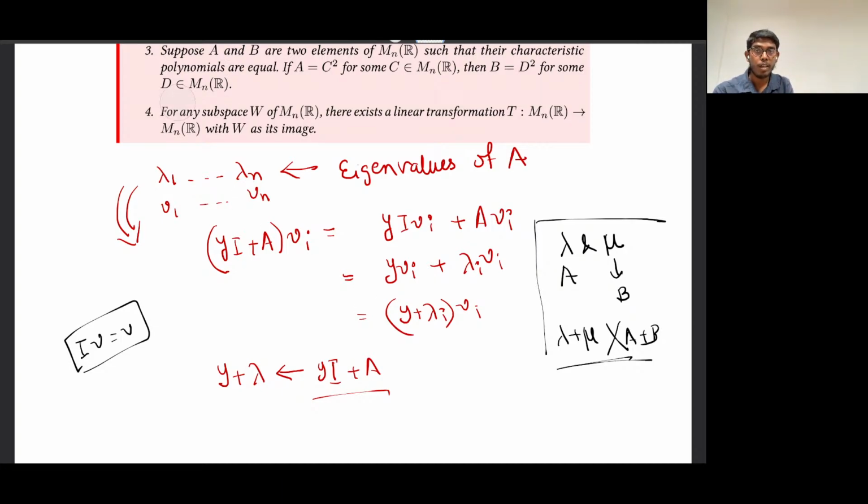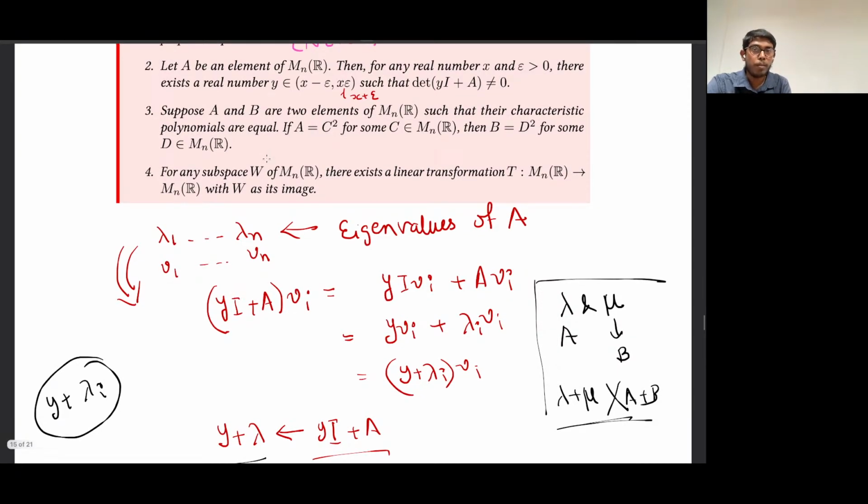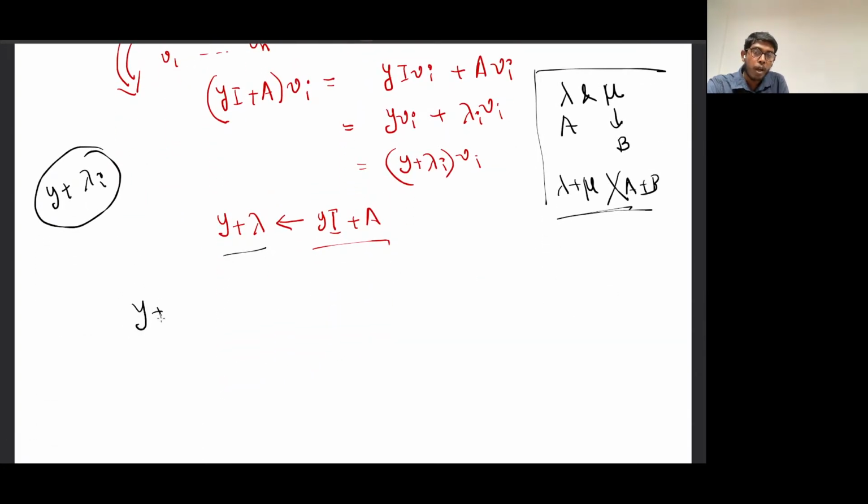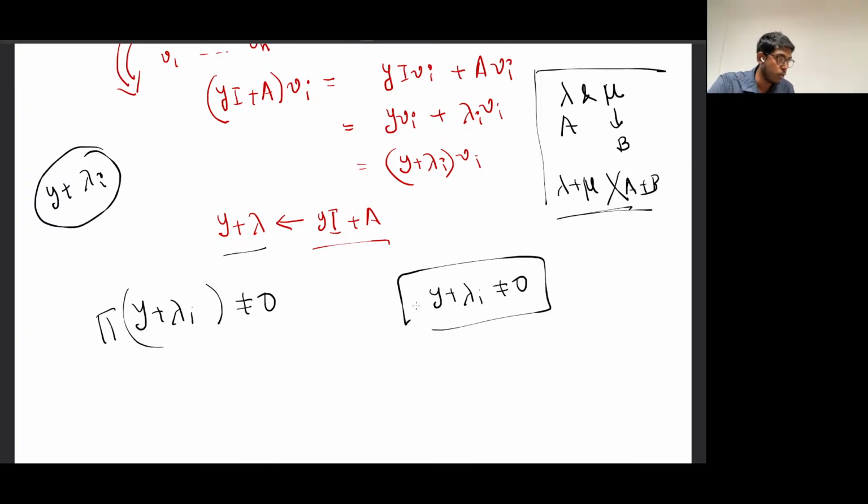So therefore, what are the eigenvalues of yI plus A? It's y plus lambda_i. So all the eigenvalues will be y plus lambda_i. Now read out the problem: for any real number x and epsilon, there exists a real number y such that the determinant is non-zero. The determinant being non-zero means the product of the (y plus lambda_i) is non-zero. So it means that every entry y plus lambda_i is non-zero. So each entry I want to be non-zero.